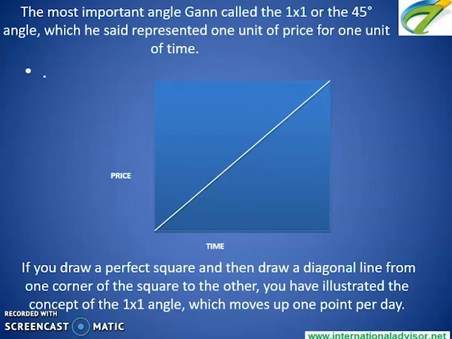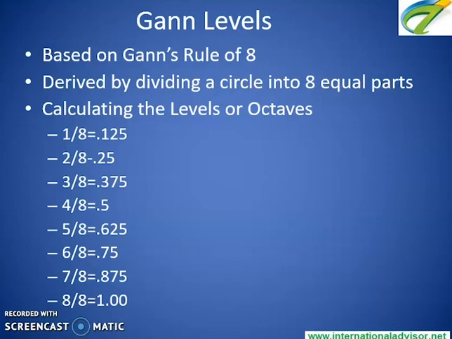The most important angle, Gann called 1 by 1 or 45 degrees. We personally prefer the Gann because of its symmetry. If you draw a perfect square like this and then draw a diagonal line from one of the corners of the square to the other, you have illustrated the concept of the 1 by 1 angle, the 45 degree angle, which moves up 1 point per day. So based on Gann's rule of 8, which is derived by dividing a circle into 8 equal parts, calculating the levels of octaves, by dividing this, we have these levels.